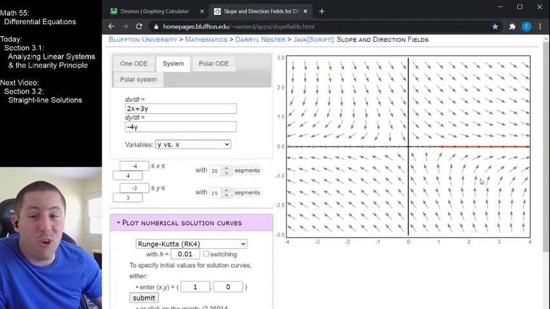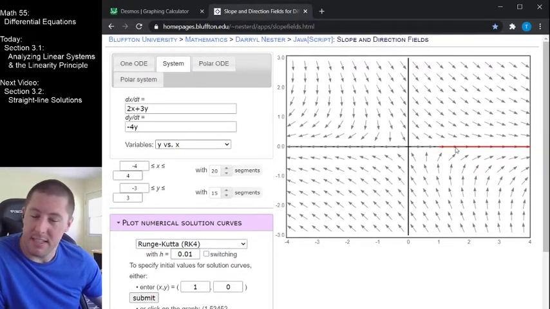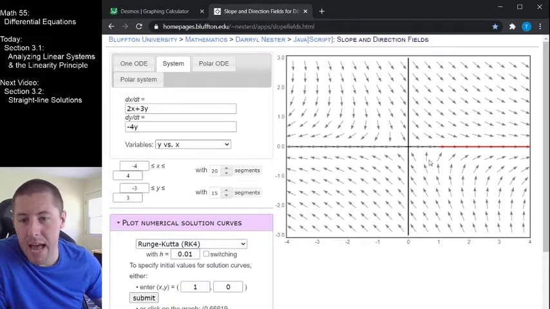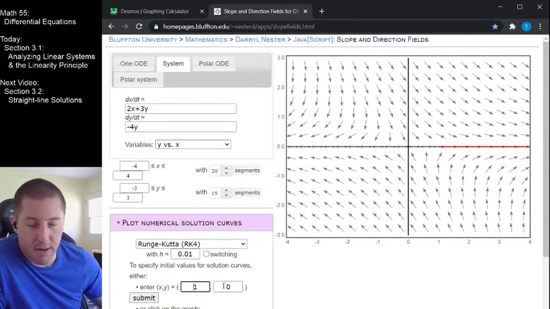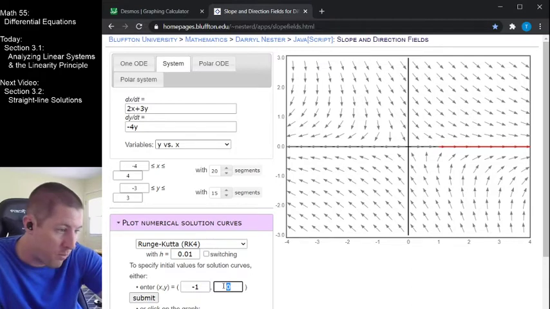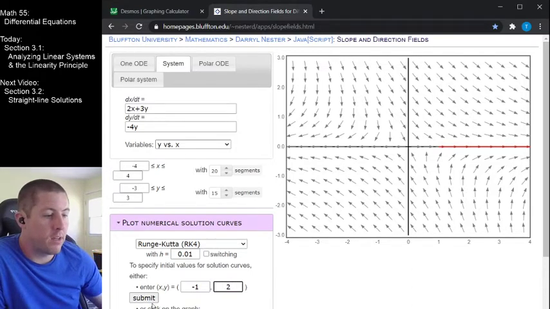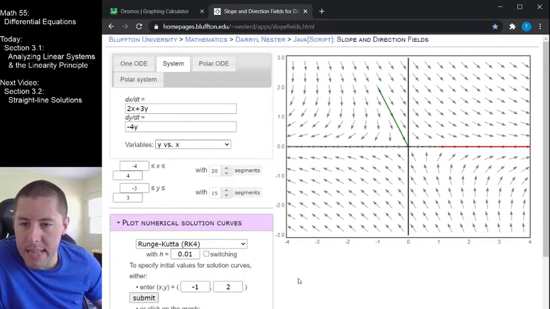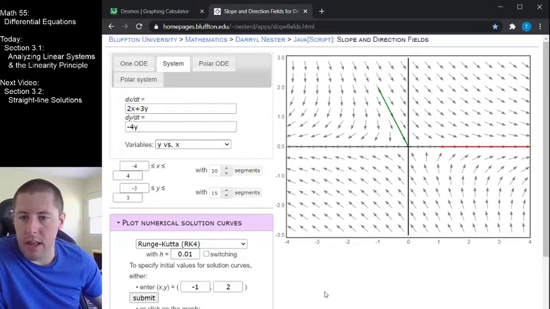Also, notice something really special. This isn't a curve. It's a straight line. How neat is that? You should say, that's pretty neat. Now I'm going to go ahead and check out the other initial condition that we had previously considered. The one to get our second solution here was negative 1, 2. And when I go ahead and graph that, oh man, how neat is that? It looks like that's actually a straight line also.